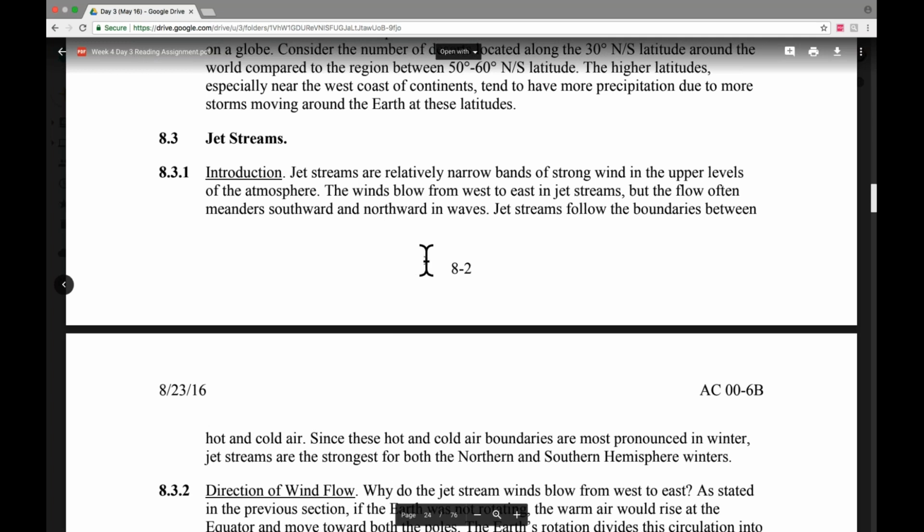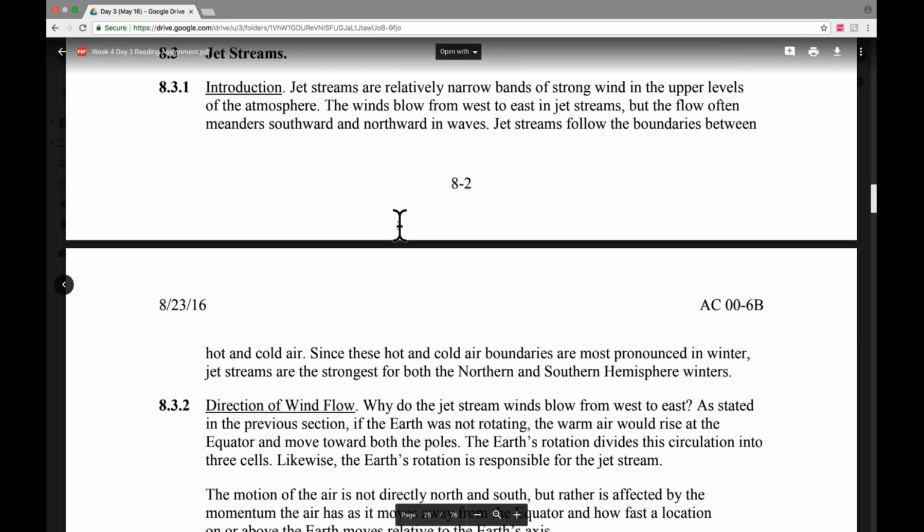So jet streams. Relatively narrow bands of strong wind in upper levels of the atmosphere. The wind blows from the west to the east in jet streams, but the flow often meanders southward and northward in waves. Jet streams follow the boundaries between hot and cold air. Since these hot and cold air boundaries are most pronounced in winter, jet streams are the strongest for both northern and southern hemispheres in the winters. Okay.